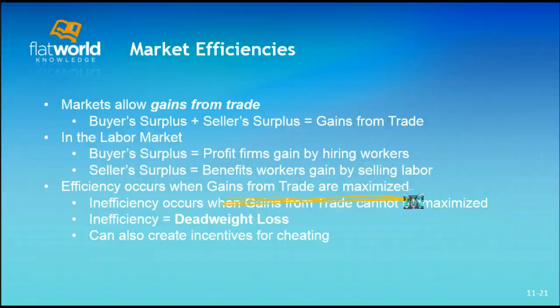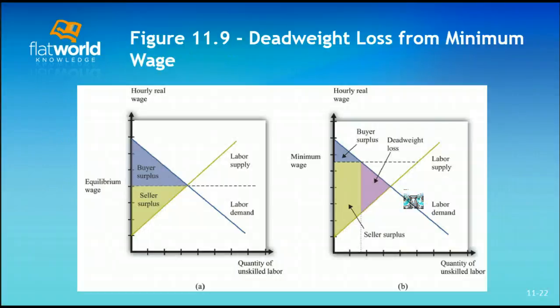Let's look at it on a graph. In a nice, efficient market, the equilibrium wage will be set where labor supply equals labor demand. This amount is the surplus that firms see, and this amount is the surplus that workers see. Now we introduce a minimum wage. And what happens is the seller's surplus does go up, but the buyer's surplus decreases. And then we have, because we are employing at lower quantities, this whole purple area is deadweight loss.